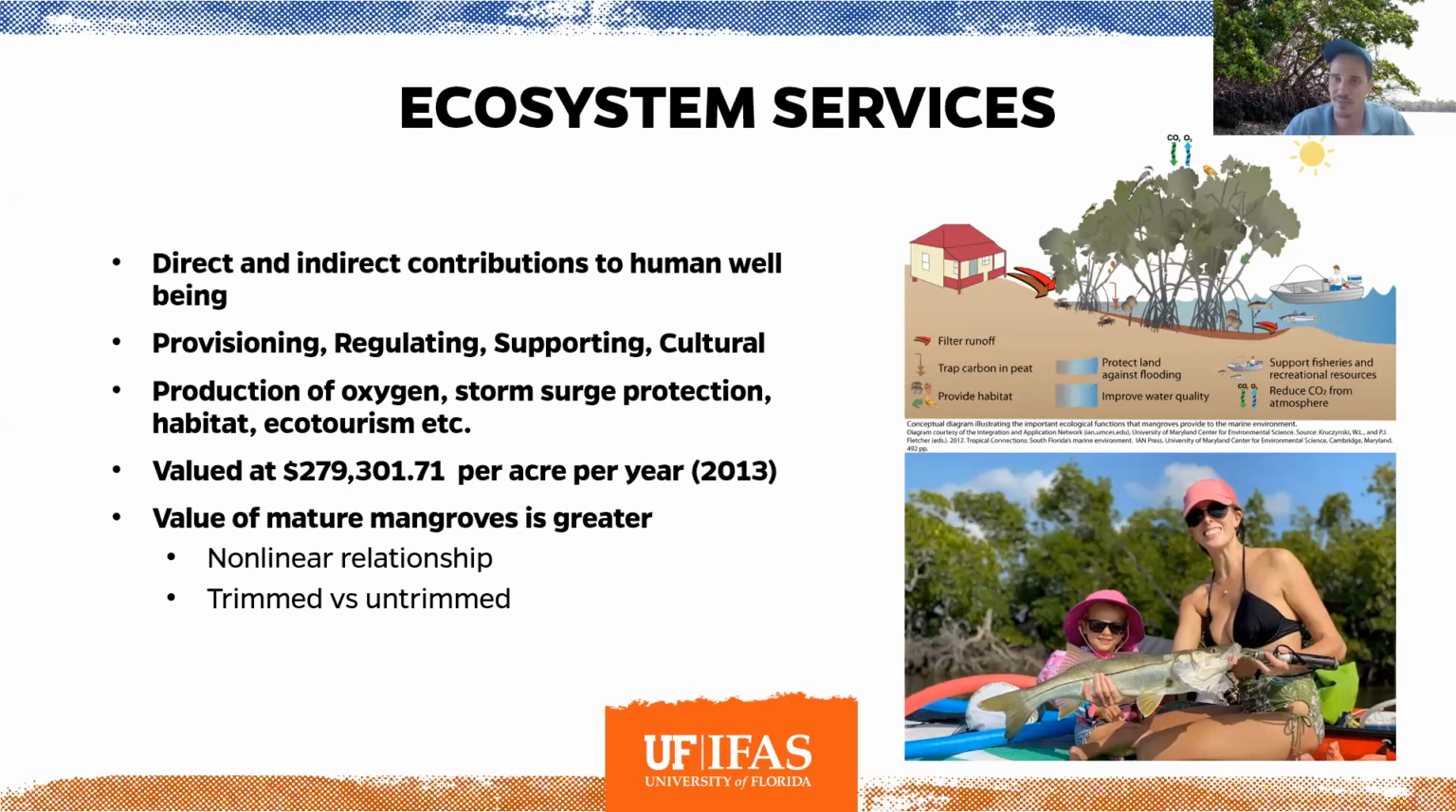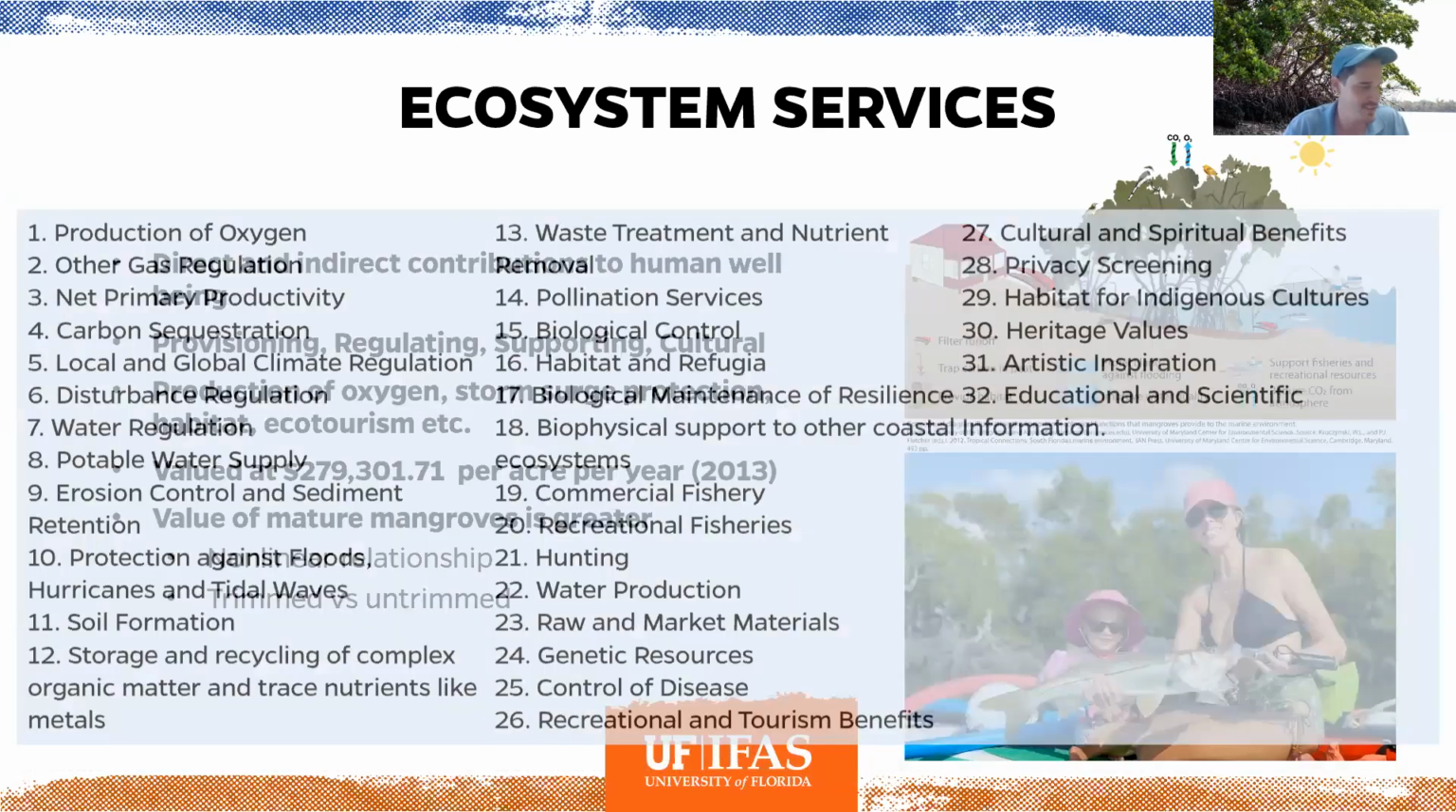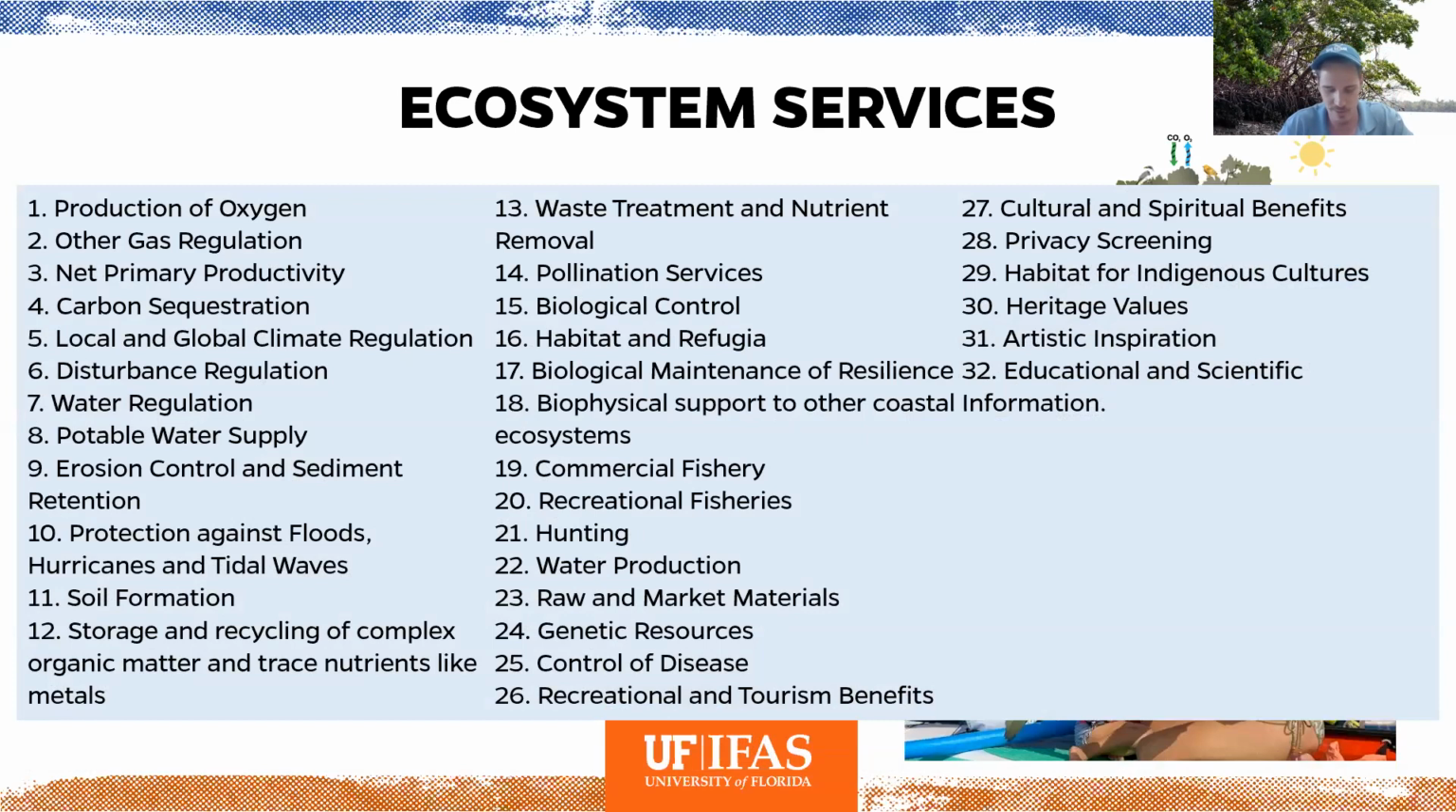But I'll show you some of these ecosystem services here. I think some of the biggest ones would be erosion control, flood protection, soil formation, nutrient removal, pollination services, habitat, nursery environments, support to fisheries, hunting, raw materials, ecotourism. About 1 in 7 jobs in Collier County is reliant on the tourism industry, and ecotourism is a huge aspect over here. Privacy screening, and they actually valued production of oxygen as being very high.